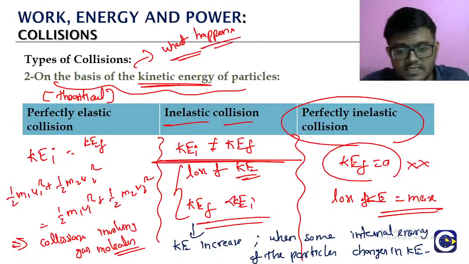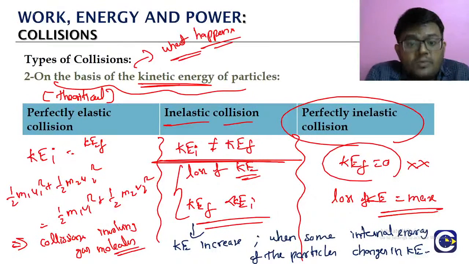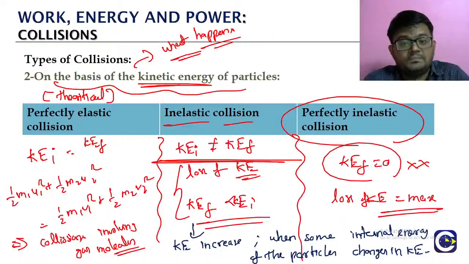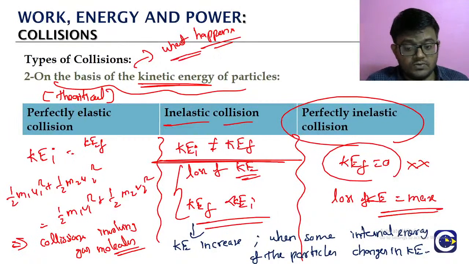So the exceptional case is that some of the internal energy, that is the chemical form of energy, is changing into kinetic energy form because of what is happening during the collision time. Apparently we might see that the final kinetic energy of the particles is more than the initial kinetic energy. So the main idea is that the initial kinetic energy of the particles will be different from the final kinetic energy. In most cases we are going to see a loss of kinetic energy.